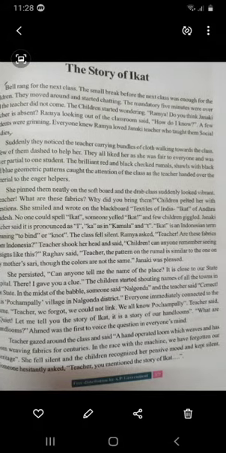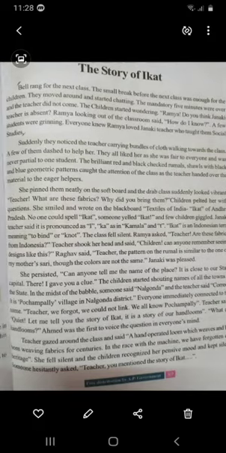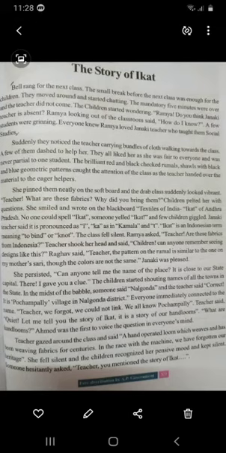Textiles of India, Ikat of Andhra Pradesh. Now, the teacher wrote the name of the lesson. No one could spell Ikat. Now, none of them, not even a single child, could pronounce the word Ikat. Someone yelled. Yelled means shouted. Ikat. And a few children giggled. They gave a quiet laugh.